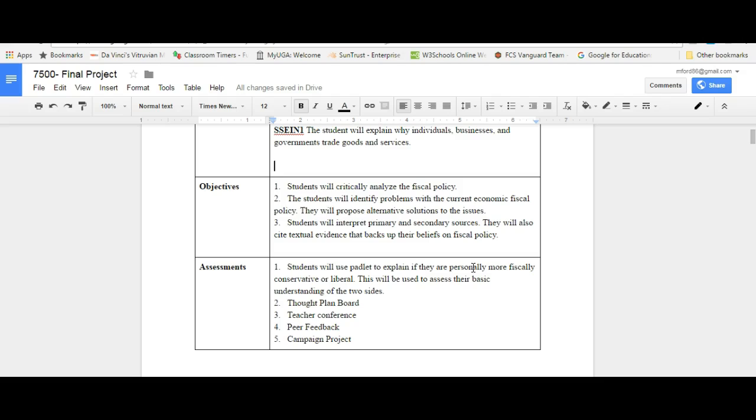We used ThoughtPlan as our project planning board. It's currently in beta, but it's an online project planning guide. And then they showed me their project guides, and we conferenced about that. And then our final project was a campaign project.